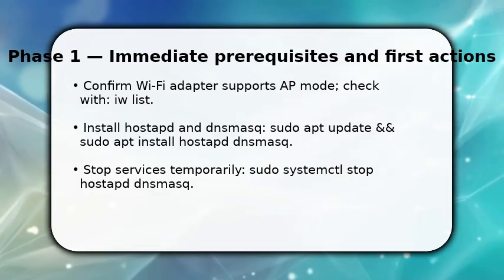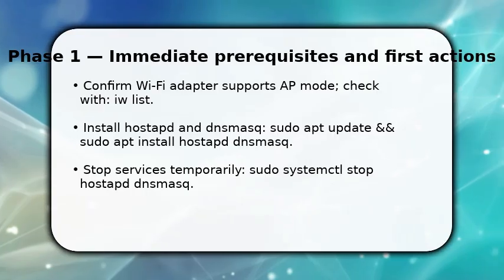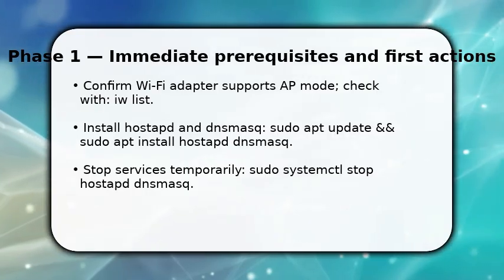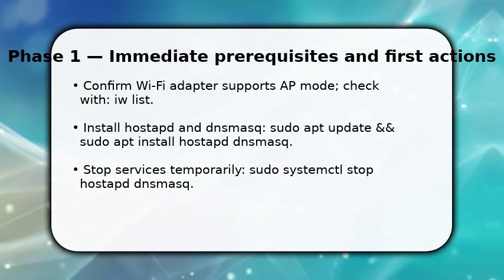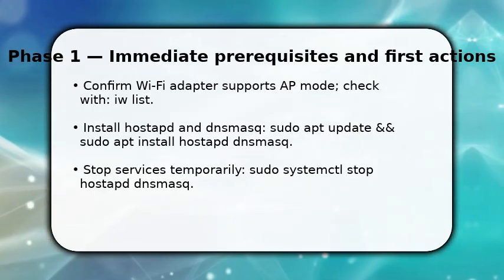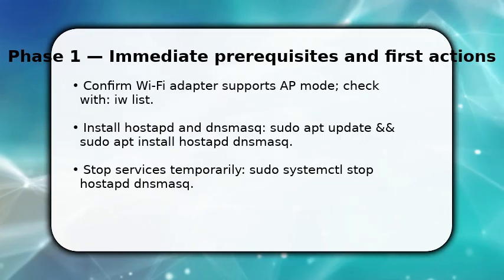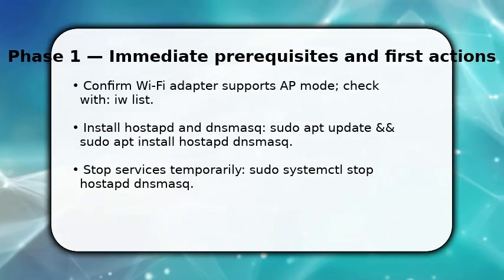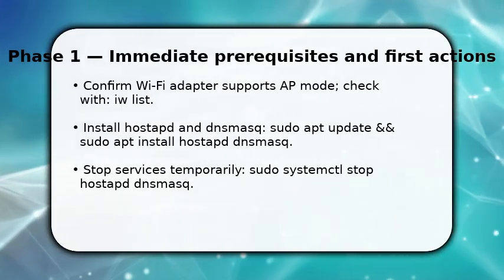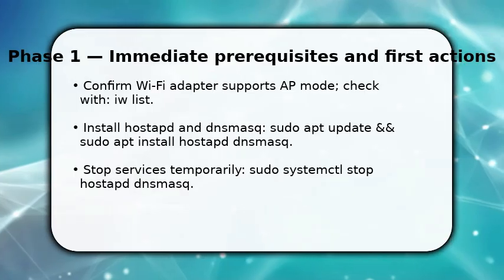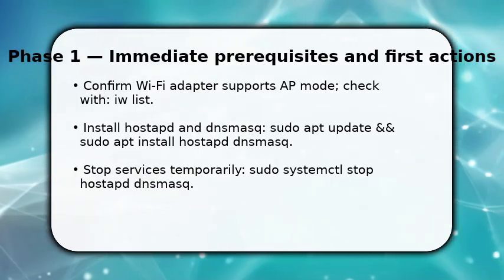You start by confirming hardware and installing required packages. Check that your Wi-Fi adapter supports AP mode with iw list, because a client-only adapter won't work. Once confirmed, install hostapd and dnsmasq with apt. This gives you the access point and DHCP services. Stop both services before editing files so they don't overwrite changes.